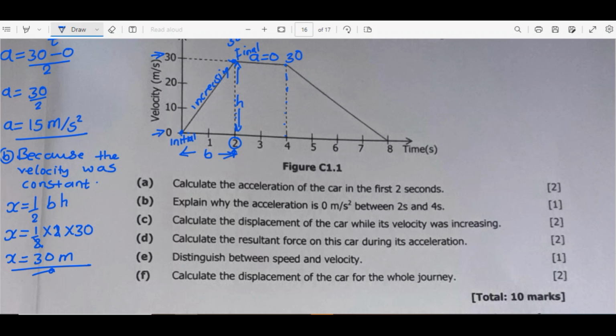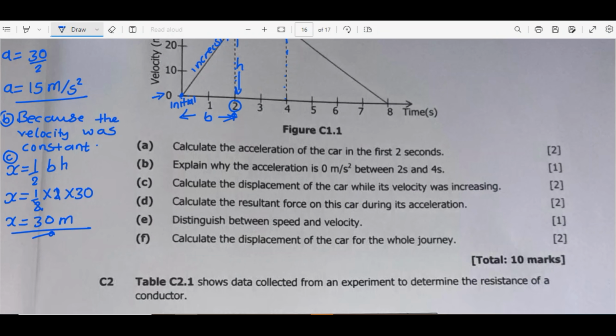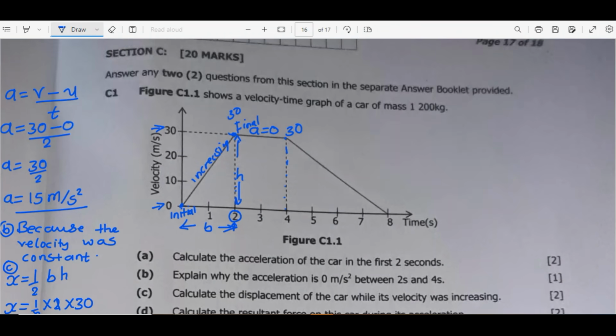We move on from question C to question D. Calculate the resultant force on this car during its acceleration. We have the acceleration, and now our work is to find the resultant force. What we have that can help us is the mass and the acceleration we've calculated. So we can use the formula from Newton's second law of motion, which is force is equal to mass multiplied by the acceleration.